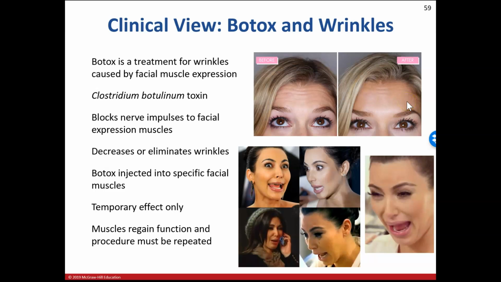The Botox injected into the specific facial muscles typically are in the region of the forehead, especially right in between the eyebrows here, but it is a temporary effect, so you will have to eventually go back in and have the injections done again to paralyze the muscles. Eventually the muscles will regain their function if another injection is not added, and like I said, you have to repeat that procedure over and over again.